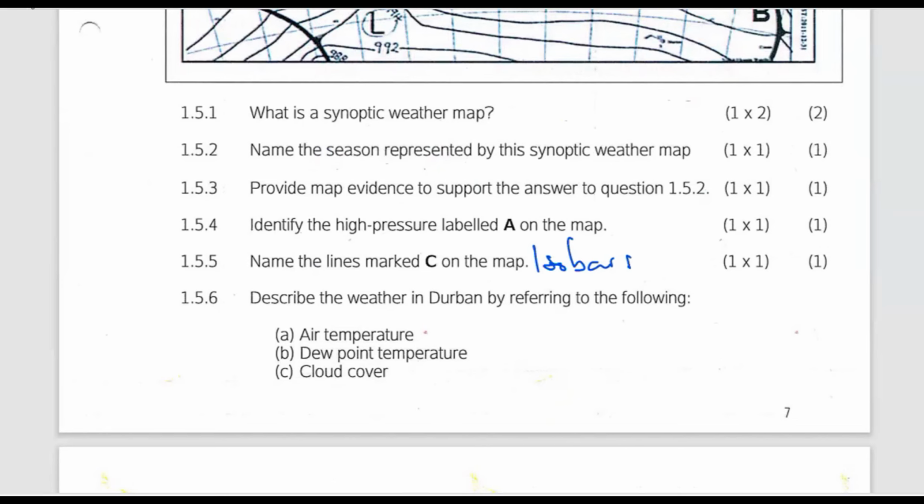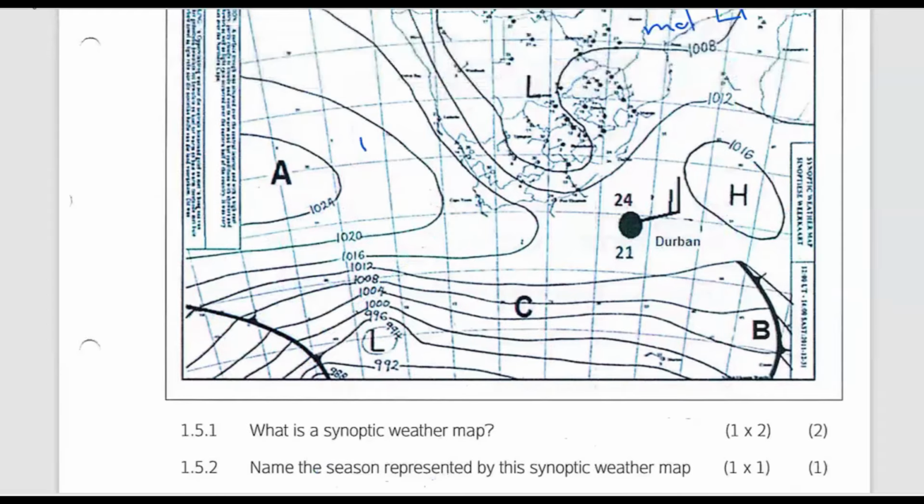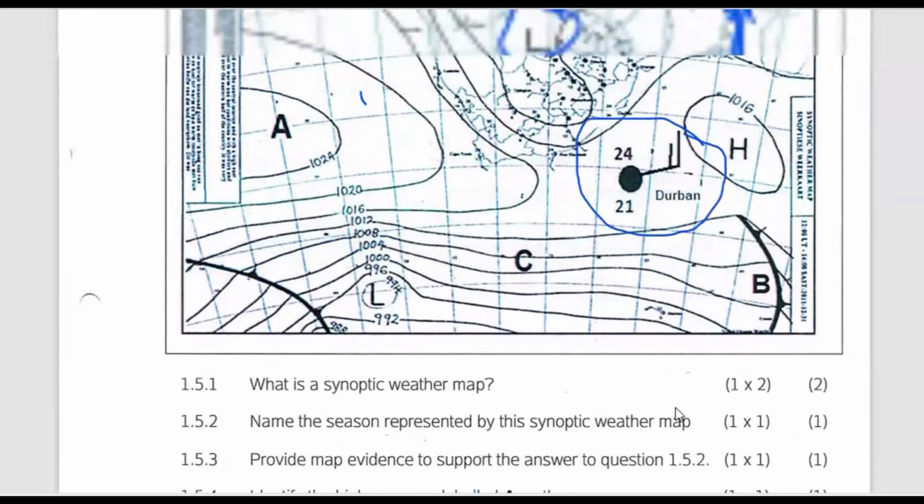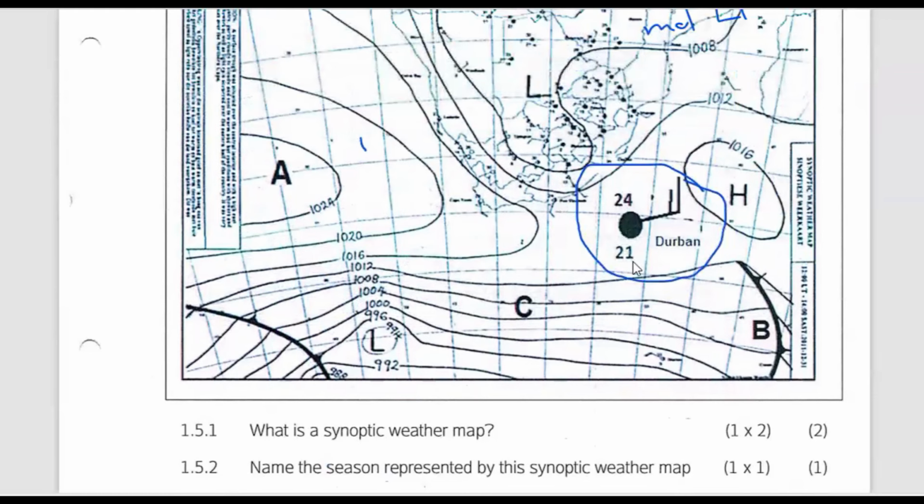Describe the weather in Durban by referring to the following. We want to check Durban and see how the weather conditions are like. We are summarizing this weather station here. Right, what is the air temperature between the two? This is 24 degrees Celsius, this is 21. The air temperature is the maximum or the bigger value of temperature on the map, which is 24. That is our air temperature. Is 24. And remember to put units of measurement. Our temperature is presented in degrees Celsius. And the dew point temperature is the minimum temperature, which is 21 degrees Celsius.